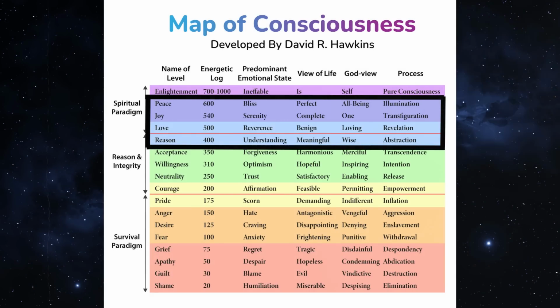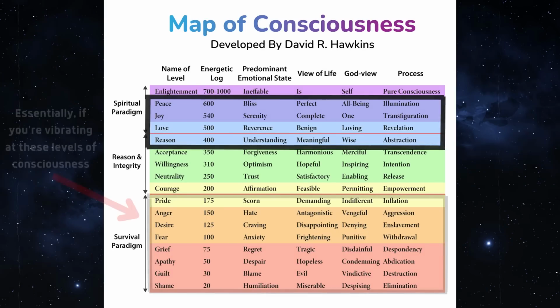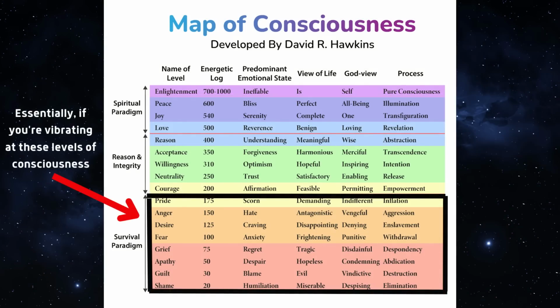So we want to be, for the most part, dwelling in the higher levels of consciousness as far as this scale goes. Now, the lower on the scale of consciousness that you go, the less power, and the more of what Hawkins calls force. So if you're lower on this scale, you're trying to essentially force things in your life.